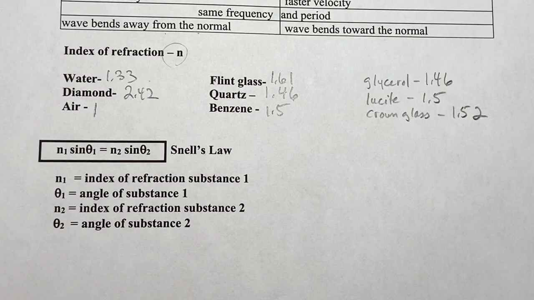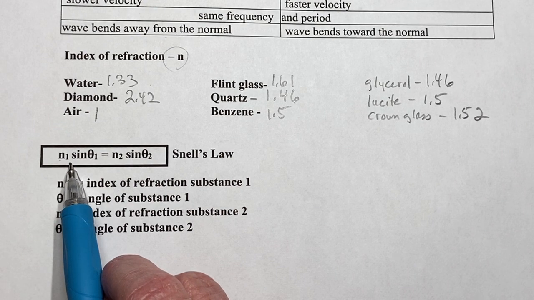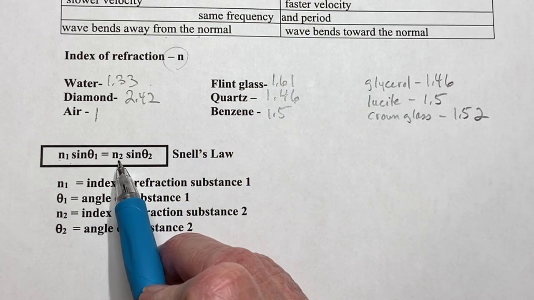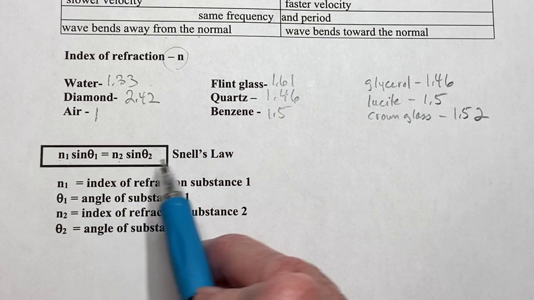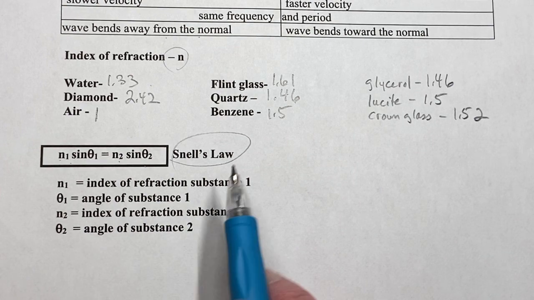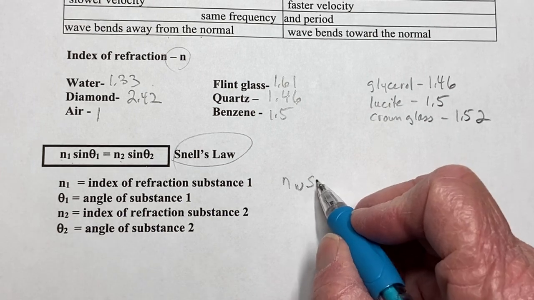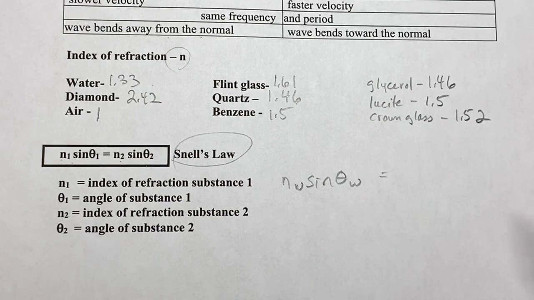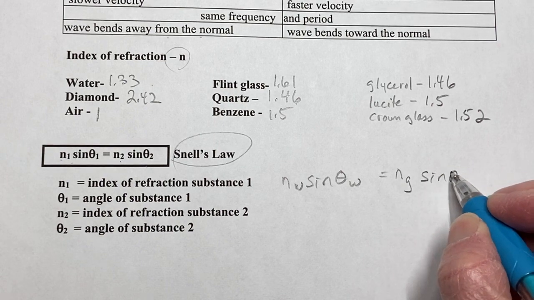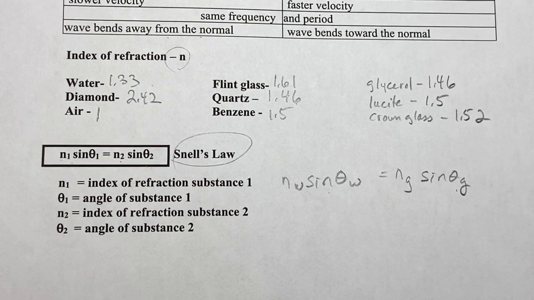So in general, the index of the first substance times the sine of its angle will be equal to the index of the second substance times the sine of the next angle. It's called Snell's law. Sometimes, instead of calling it substance 1 and 2, like if it's water, we might say the index of water times the sine of water, or the index of glass times the sine of glass. So sometimes instead of using 1s and 2s, we just use the variables.